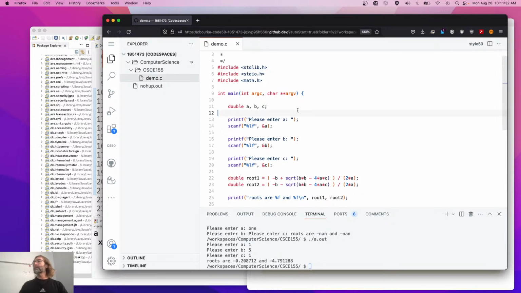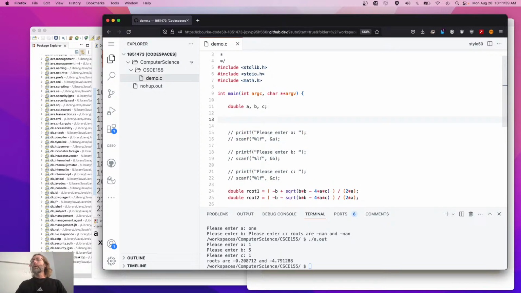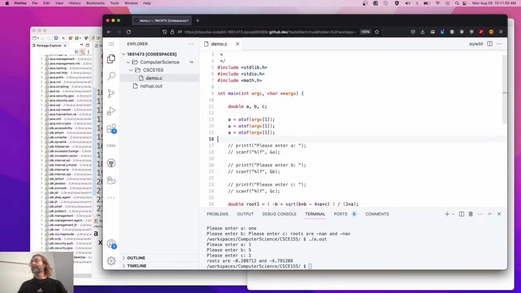So what I'm going to do is change this from interactive input to non-interactive input. I'm going to read from the command line. So A is equal to atof of argv sub 1. B is equal to argv sub 2. And C is equal to argv sub 3. Oops, B and C. There we go. All right, I'm going to compile this, gcc.